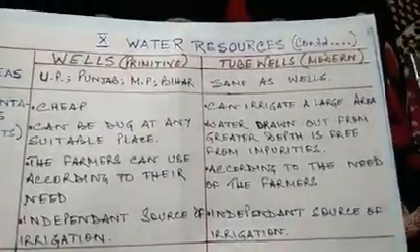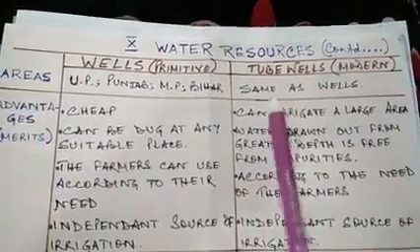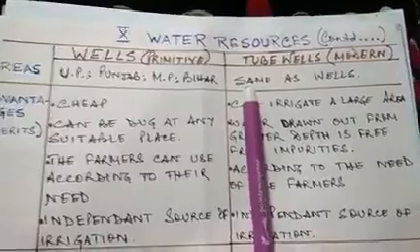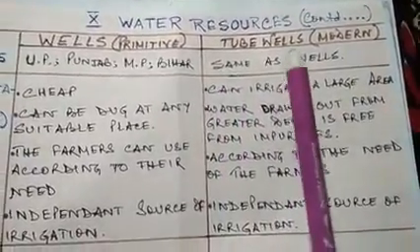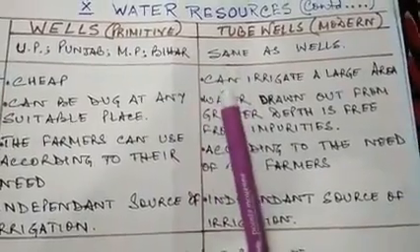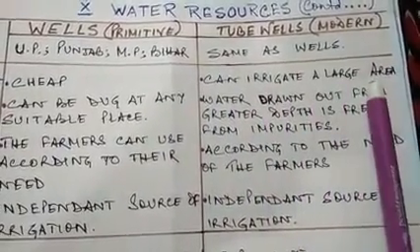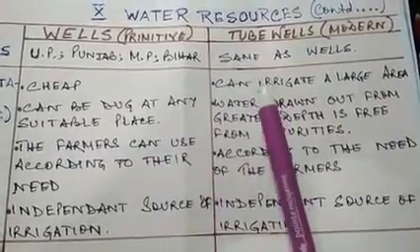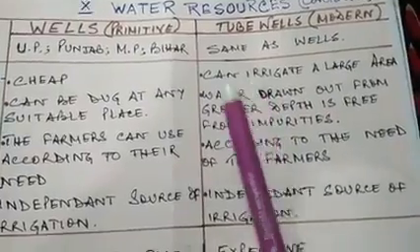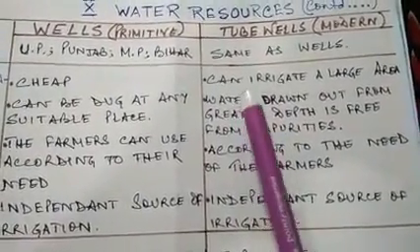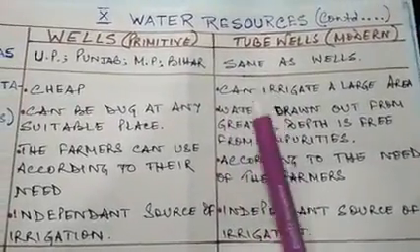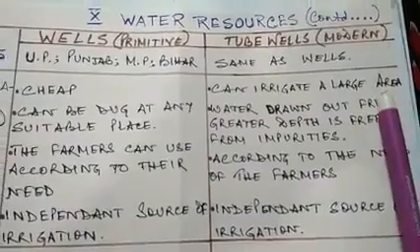Coming to tube well, areas are the same as well. So these 4 states you can also write for tube wells. Now advantage, the first one: tube wells can irrigate a large area compared to wells. Remember that. If you compare this to canals, then tube wells cannot irrigate as large an area as a canal can. But if you compare it to wells, then they can irrigate a large area.